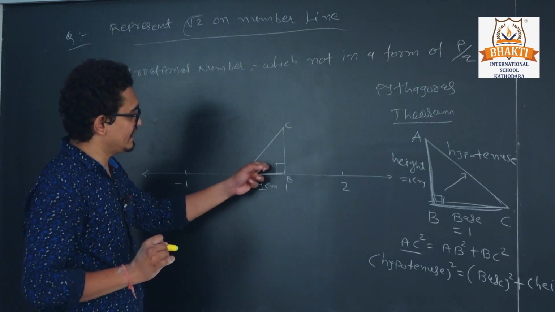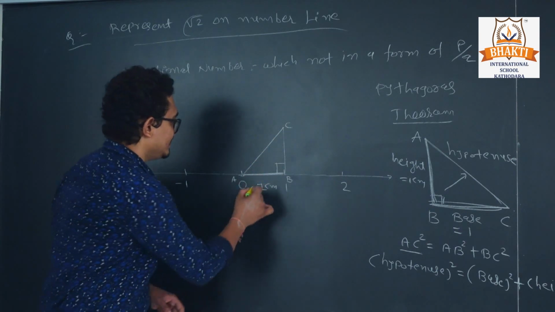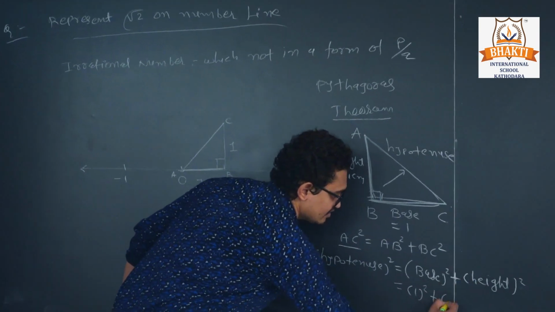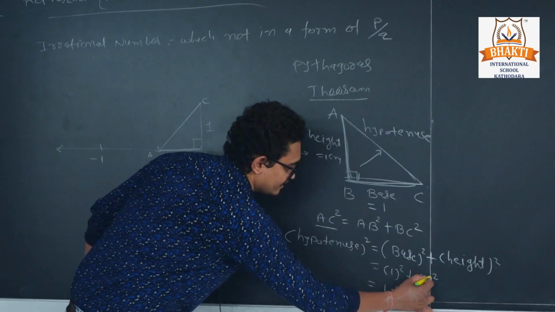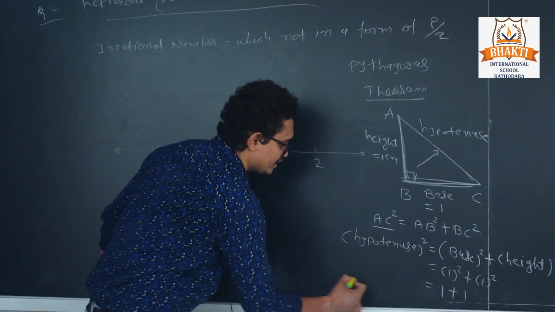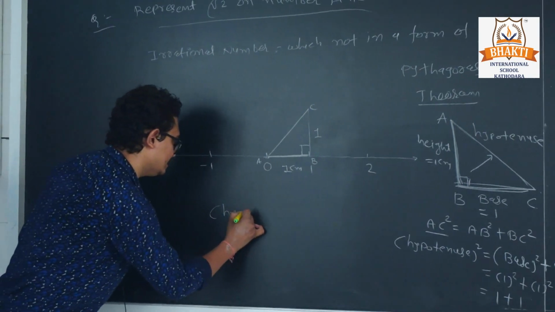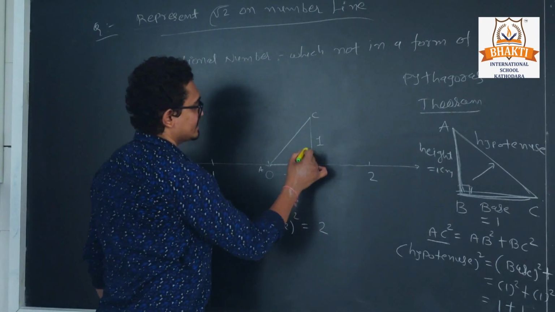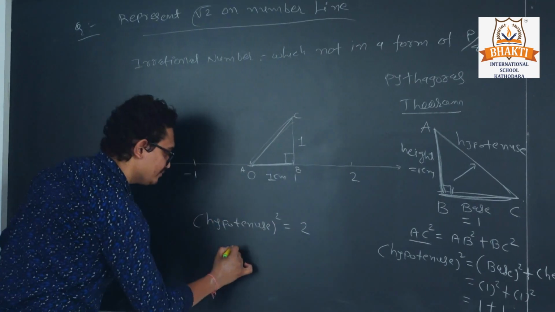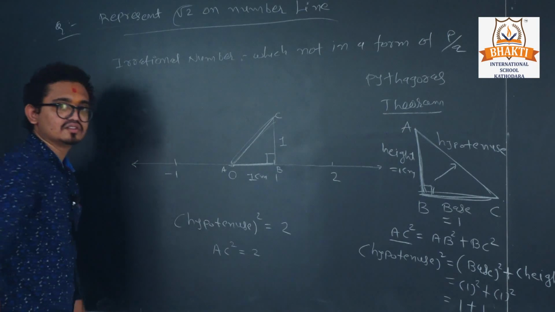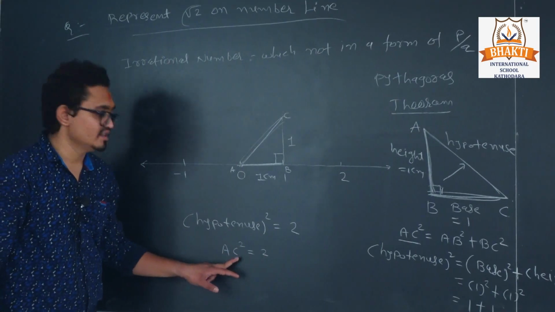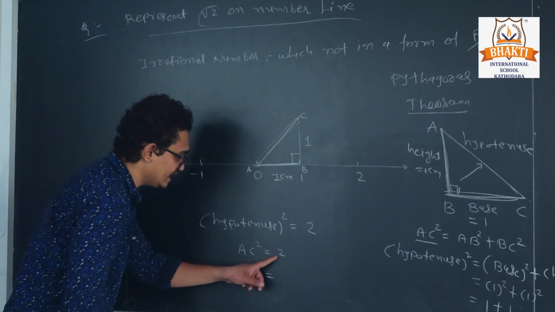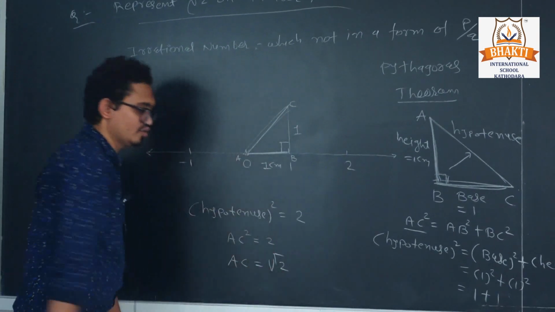Now we can apply the Pythagoras theorem. If the base is 1 and the height is also 1, we write base equal to 1 square and height equal to 1 square. 1 square is 1, and once again 1 square is 1, so the answer will be 2. So the hypotenuse square is equal to 2. The hypotenuse is AC, so AC square is equal to 2. Now we take the square root on both sides. The square root of AC square is AC, and the square root of 2 is root 2.